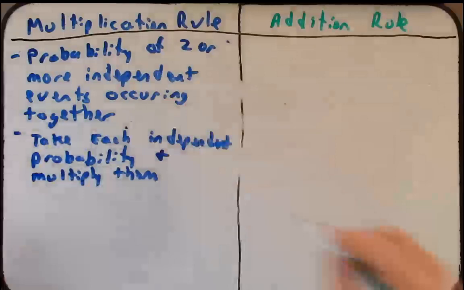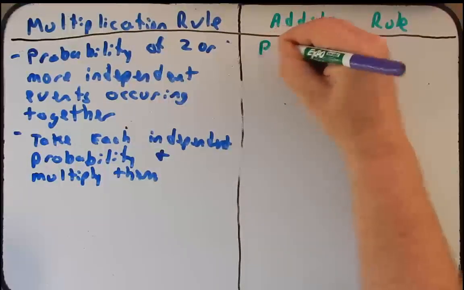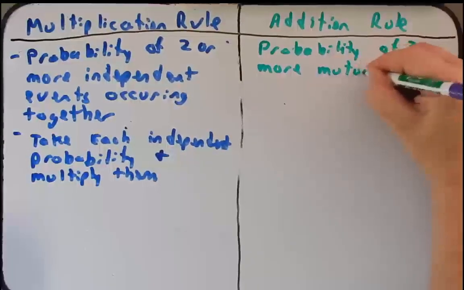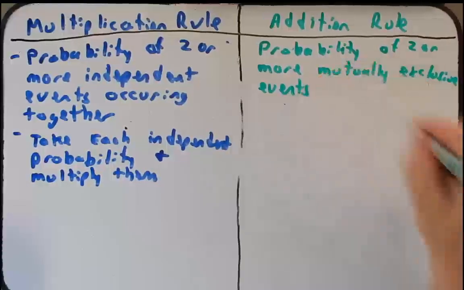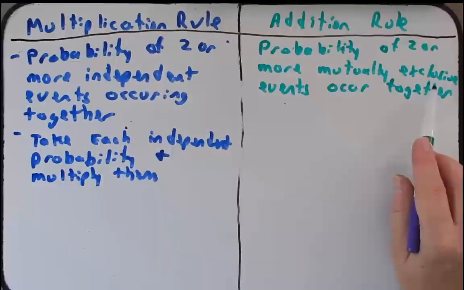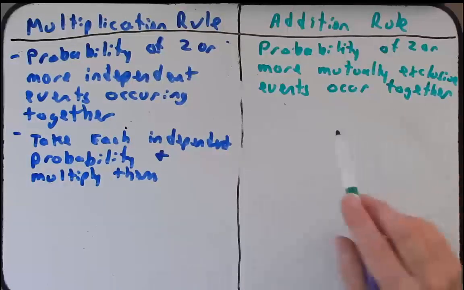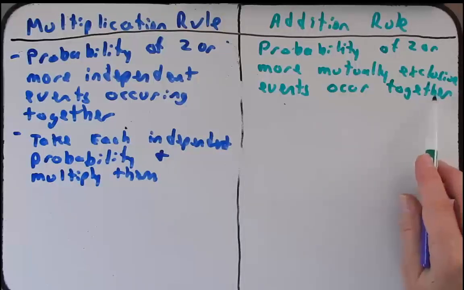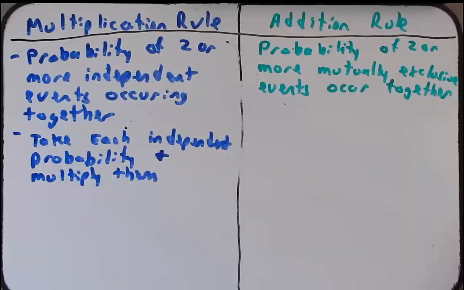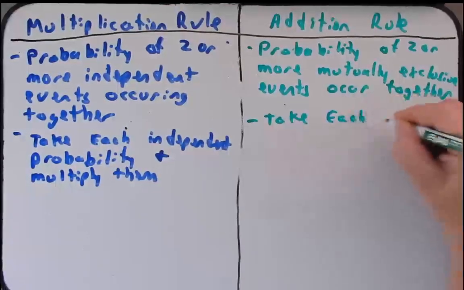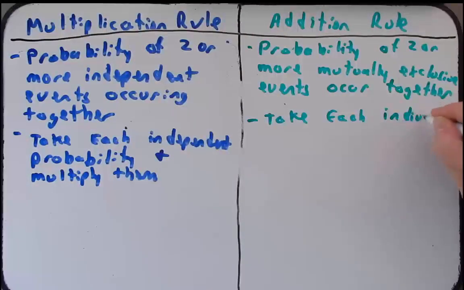All right, we'll come back to the multiplication rule in just a moment, but now let's think about the addition rule. The addition rule is the probability of two or more mutually exclusive events occurring. When we say mutually exclusive, that means if you have two choices, if one happens, then the other can't happen. One event will exclude the other events from occurring.